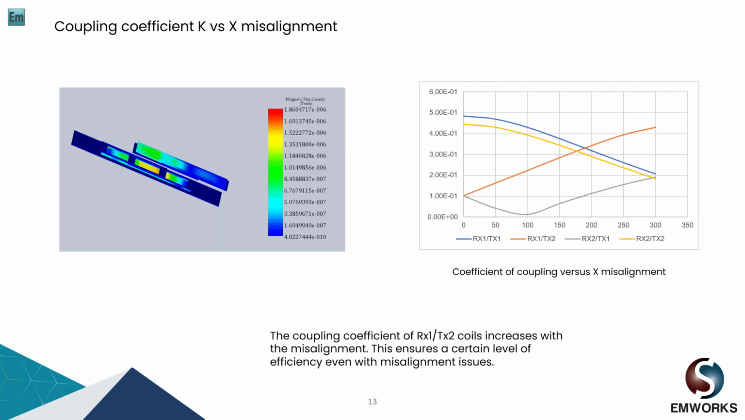So now we are studying the coupling coefficient versus X misalignment. The coupling coefficient of, for example, one of the coils, R1 and T2, increases with the misalignment. This ensures a certain level of efficiency even with a misalignment issue. So the coupling coefficient of R1 and T2 increases despite the misalignment. This means that we can increase the coupling coefficient even as we go further from the center of our transmitter. So this is one of the advantages of such a topology.